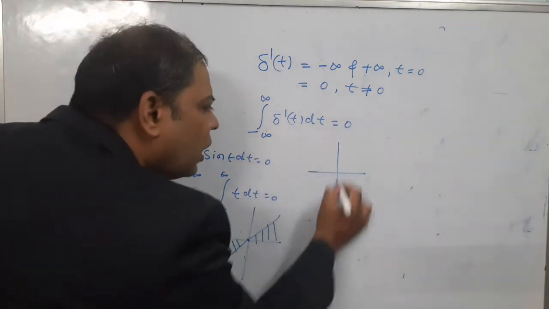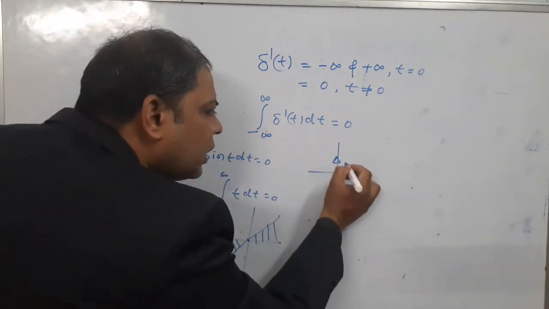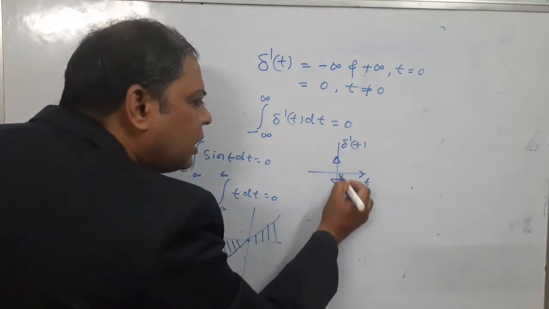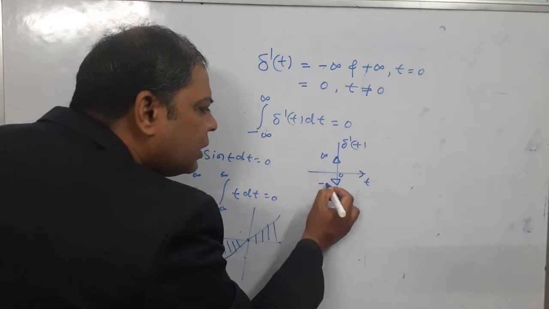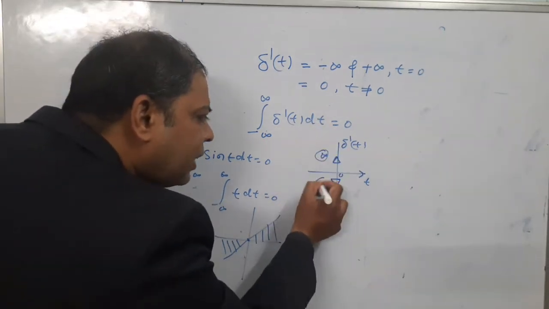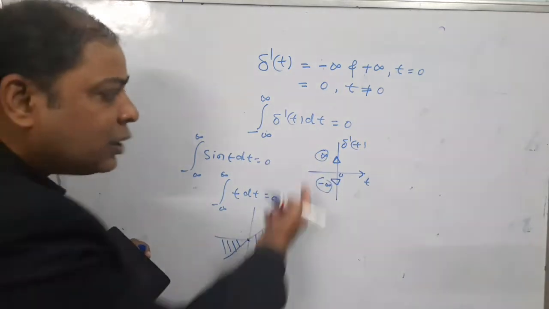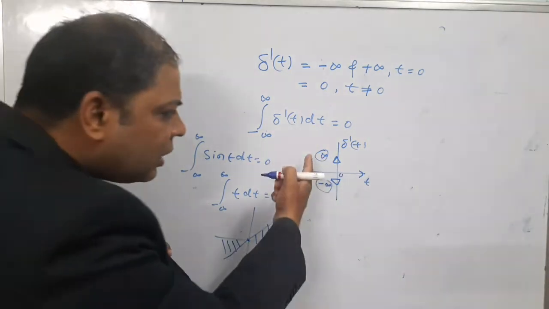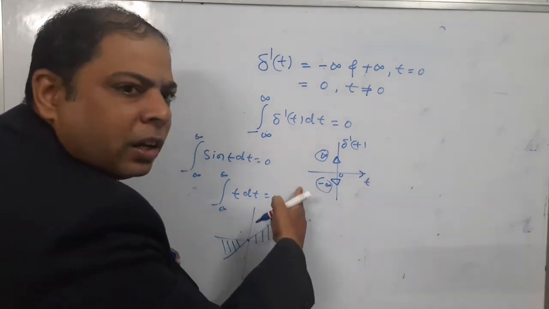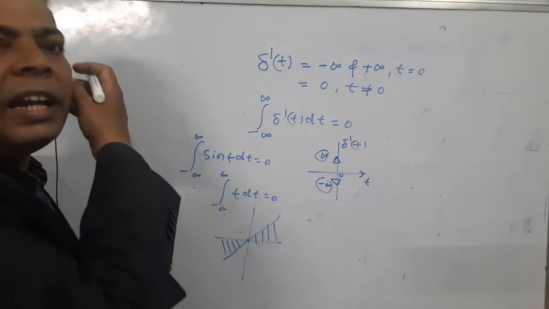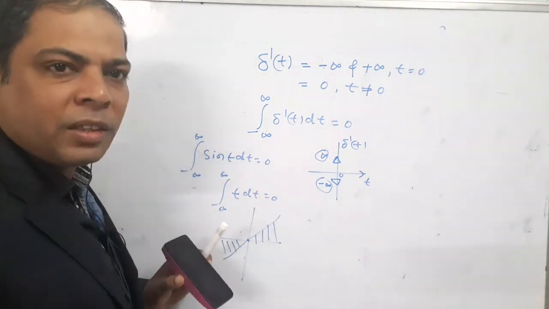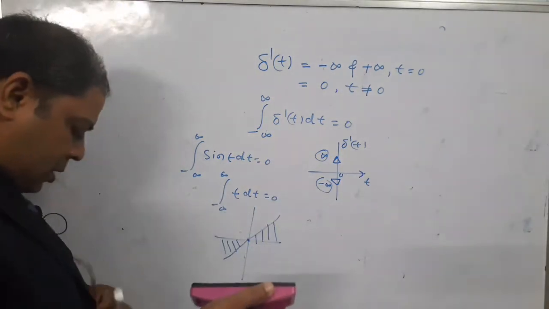You can show it in this manner. This is the doublet function del dash t. At the origin, this is infinity, this is minus infinity. Actually the height tends towards infinite, and the area tends to minus infinite, not exactly minus infinite. Here the area is plus infinite, here the area is minus infinite, not exactly, but these values are tending towards infinite and minus infinite. Understood? Okay.